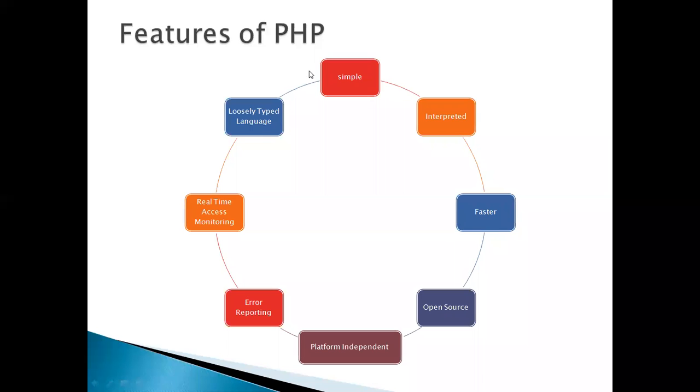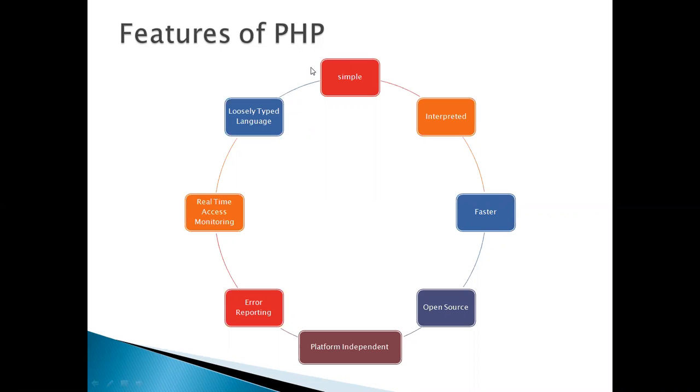Now there are a few server side scripting languages, server side programming languages like PHP, Java, JSP and Python. These are a few server side scripting languages or server side programming languages. Now PHP has some features. What are the main features of PHP? You can see on screen. The features are simple, interpreted, faster, open source, platform independent, case sensitive, error reporting, real time access monitoring, and loosely typed language.